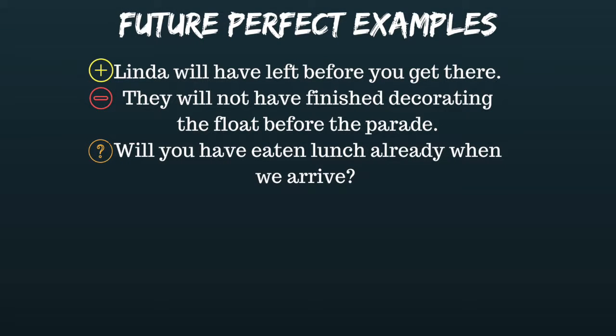Okay, so for our first example of the future perfect, we have one in the affirmative form, right? So it says, Linda will have left before you get there. Then the negative form is, they will not have finished decorating the floats before the parade. And for the interrogative form, we have, will you have eaten lunch already when we arrive? So it's super easy to understand. Just analyze it using the formula, and I know you will understand it.